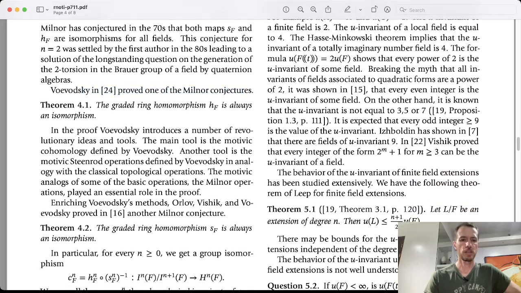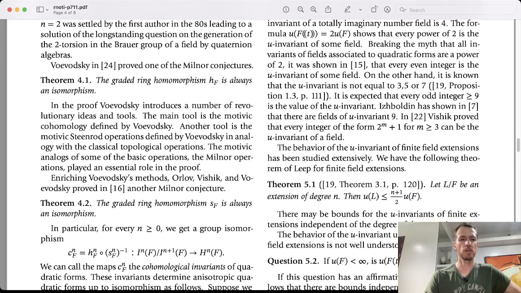Theorem. The graded ring homomorphism H big F is always an isomorphism. In the proof, Voevodsky introduces a number of revolutionary ideas and tools. The main tool is the motivic cohomology defined by Voevodsky. Another tool is the motivic Steenrod operations defined by Voevodsky in analogy with the classical topological operations. The motivic analogues of some of the basic operations, the Milnor operations, played an essential role in the proof.